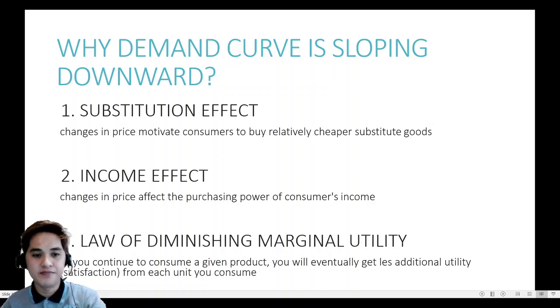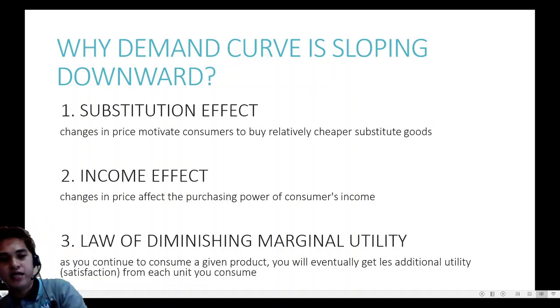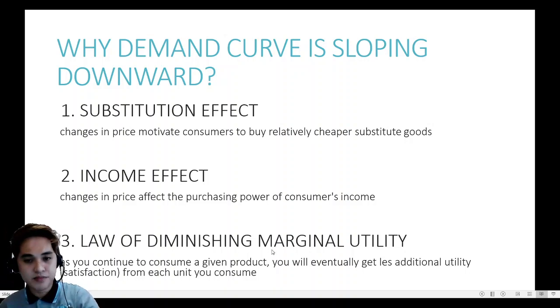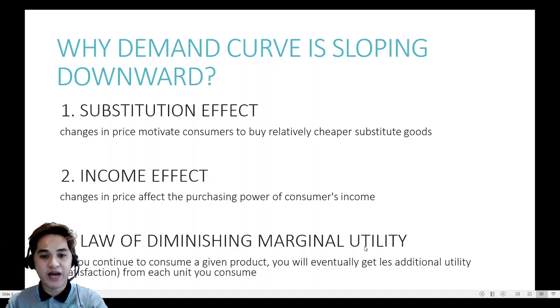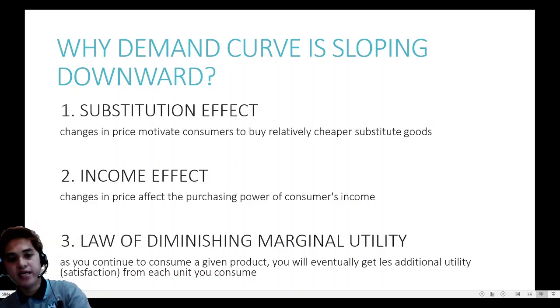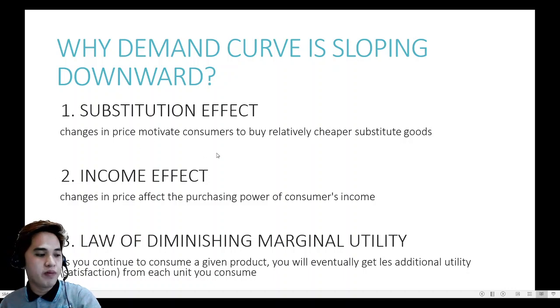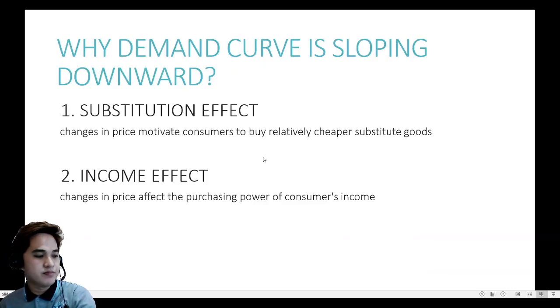That's the income effect. And the last one I added is the law of diminishing marginal utility. It's also a law, meaning it's already established. Diminishing means decreasing, marginal means additional or incremental, and utility is satisfaction. So, decreasing additional satisfaction. How can we apply this, and why is it one of the reasons the demand curve is sloping downward? Let's go back to the curve.